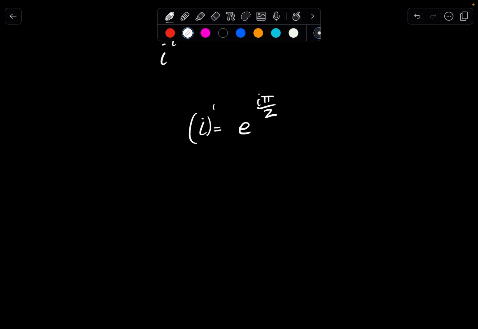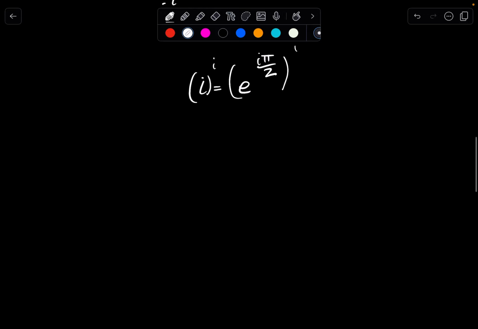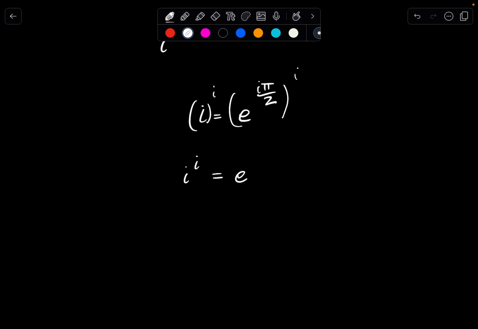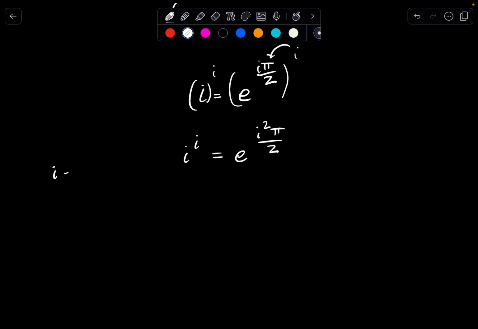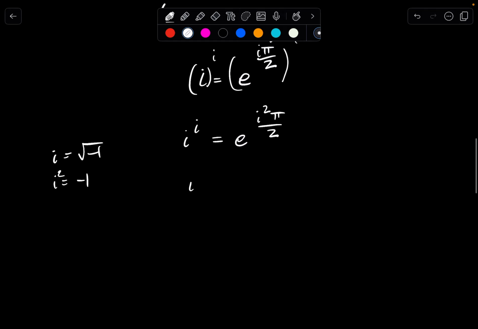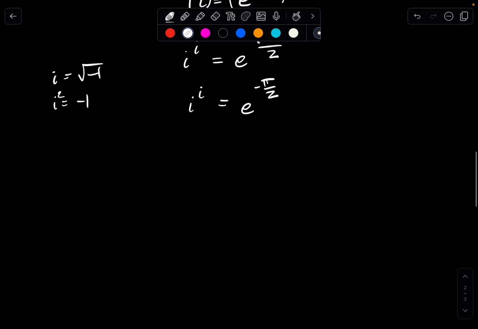If we raise both sides to the power of i, what happens? We have i to the i is indeed equal to e to what is this? This is now i squared pi over 2. But wait, the definition of i is the square root of -1. So i squared is -1. So we have i to the i is equal to e to the negative pi over 2. It's as simple as that.